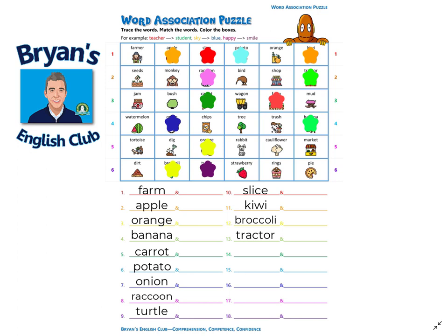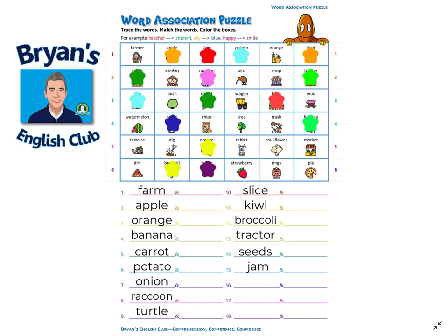Number 14, seeds. S-E-E-D-S. Seeds. Color the seeds picture box green. Number 15, jam. J-A-M. Color the jam picture box sky blue.